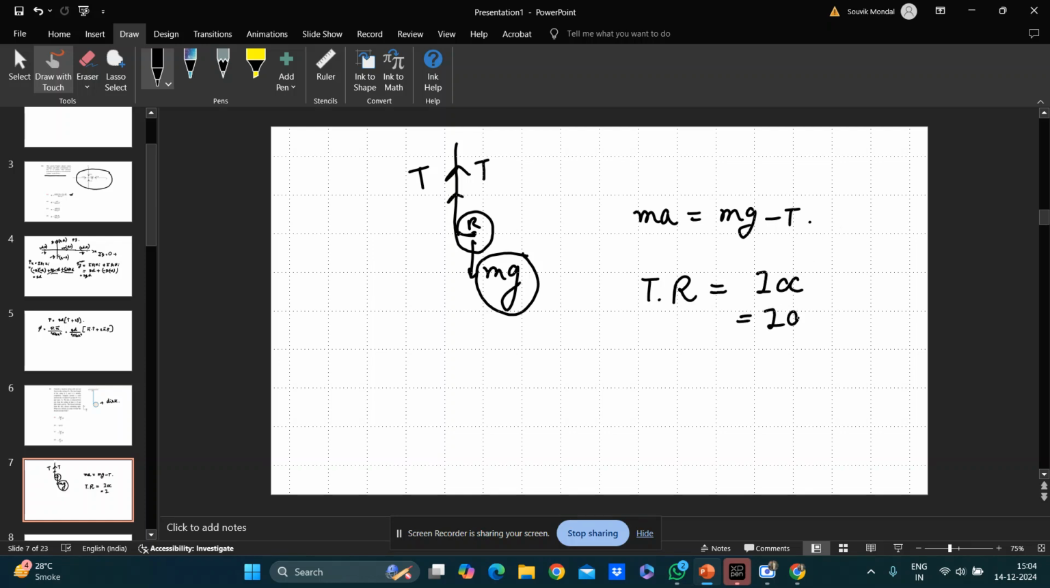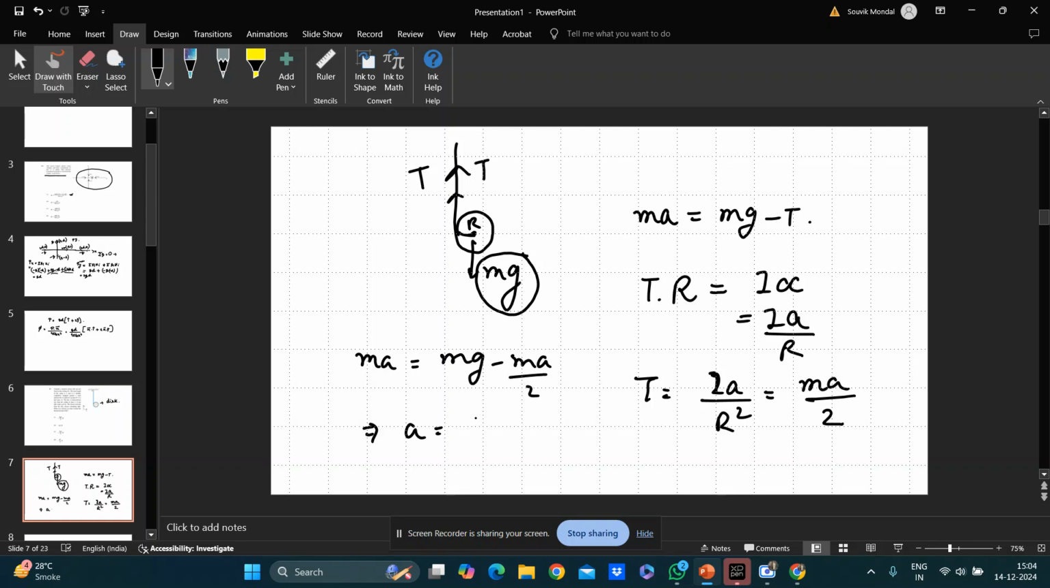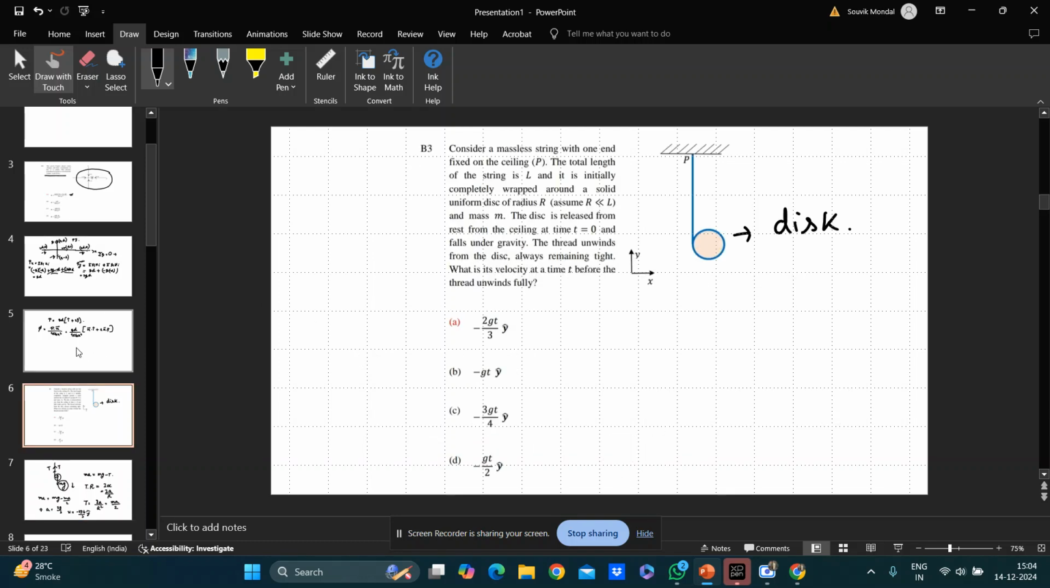Now for pure rolling, alpha is equal to a by R. So T is equal to I a by R squared. Now for a disk, you know that I is mR squared by 2. So T is equal to ma by 2. Now you can easily solve that ma is equal to mg minus ma by 2. So you can solve that a is equal to 2g by 3. And of course it's downwards. Okay, so it is falling down. So the velocity at time t is equal to minus 2gt by 3 j hat. Okay. So it is simple. It is also simple for IPhD students.